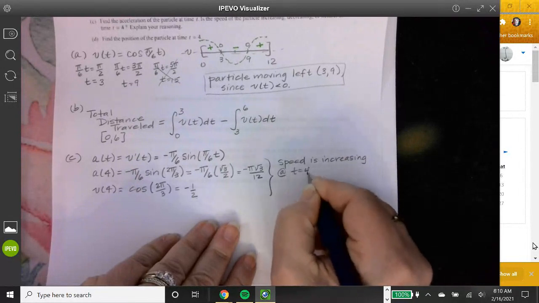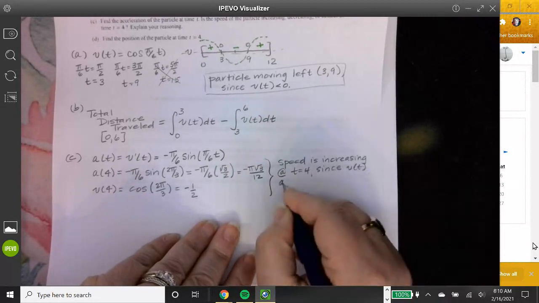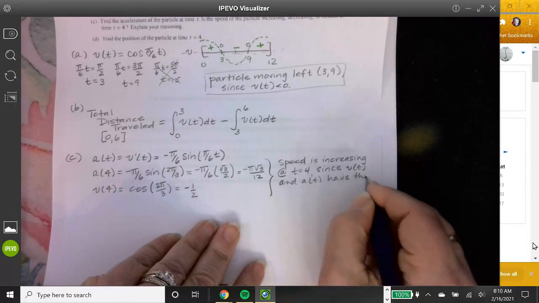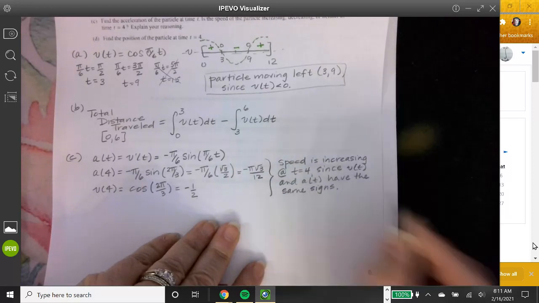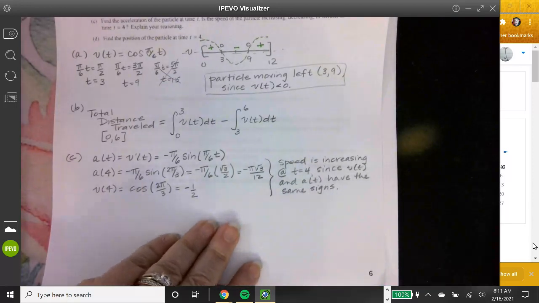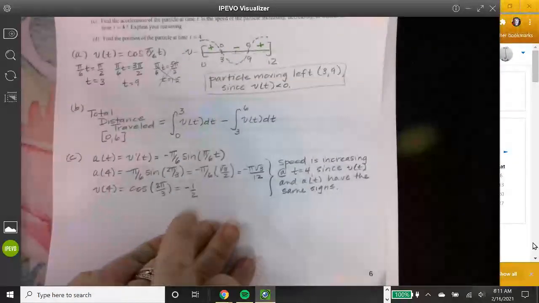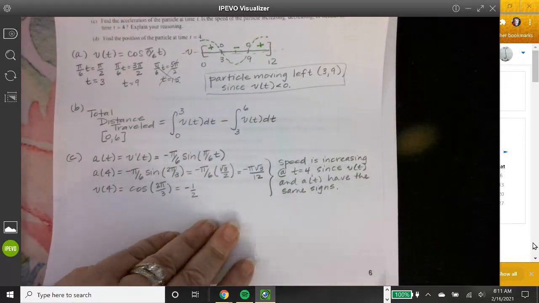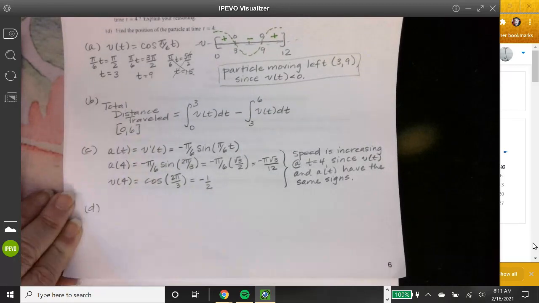At t equal 4, since v of t and a of t have the same sign. The speed increasing is another way of saying speeding up. Okay, and you must compare the signs of the velocity and the acceleration to see if they're working together or if they're working against each other. That's something common that a lot of AP folks miss, and I don't want you guys to fall in that boat. Okay, so that's part C.